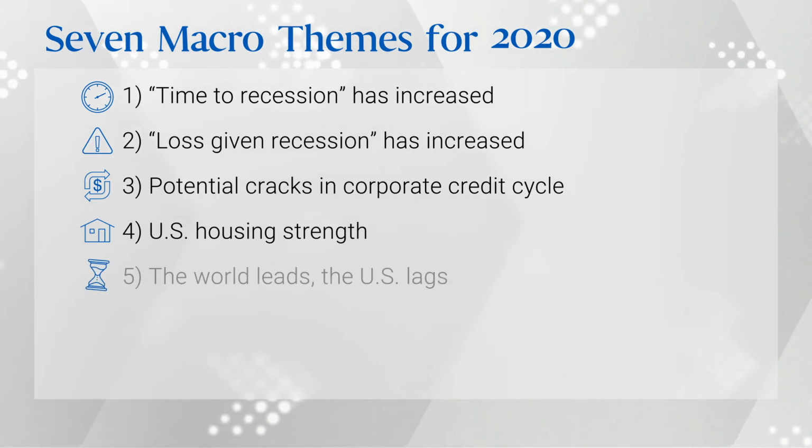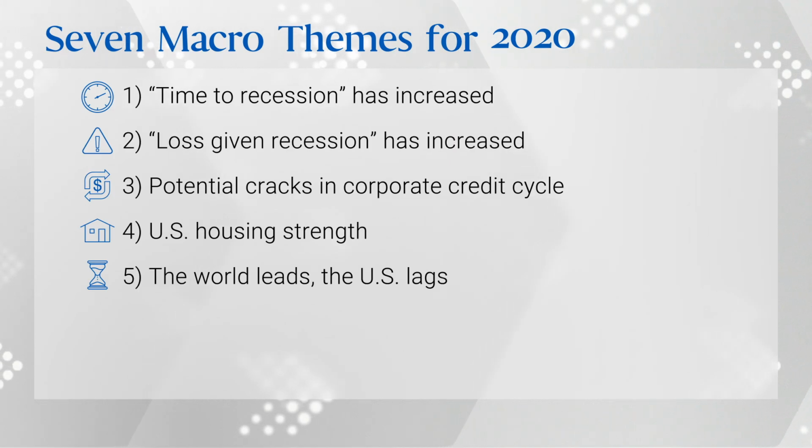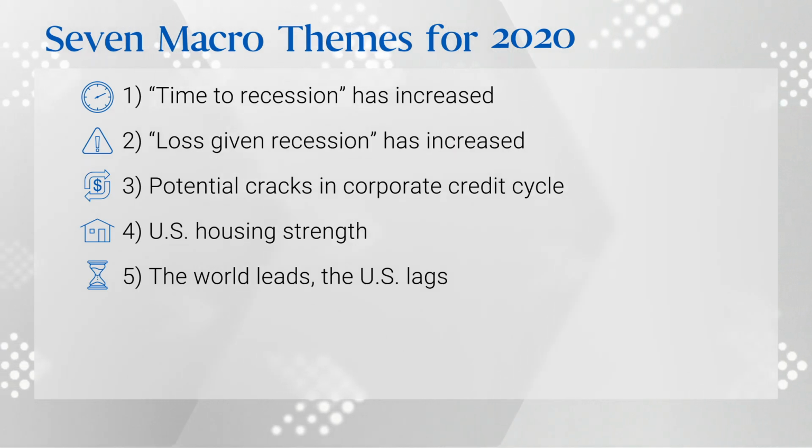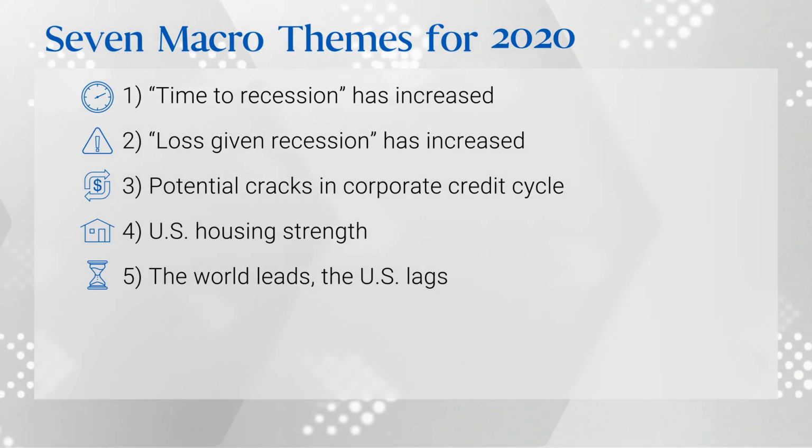Theme number 5 is about the global cycle. So we think that the world leads and the US lags. So just as global growth led US growth on the downside in the course of last year, we think this year we'll probably see global growth picking up before US growth finally turns and starts to move higher.